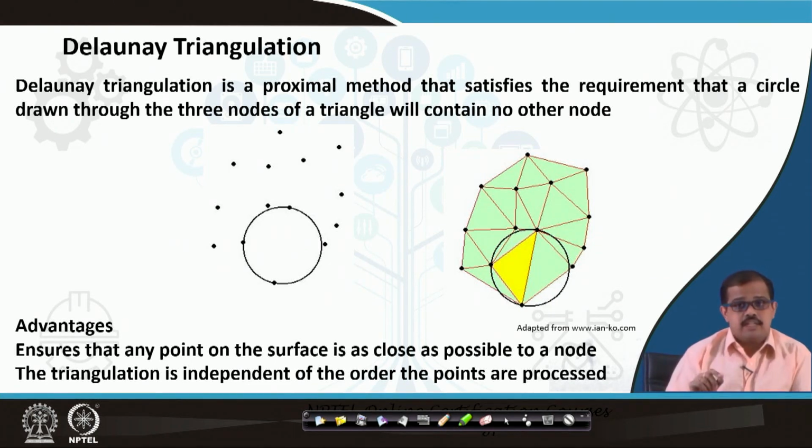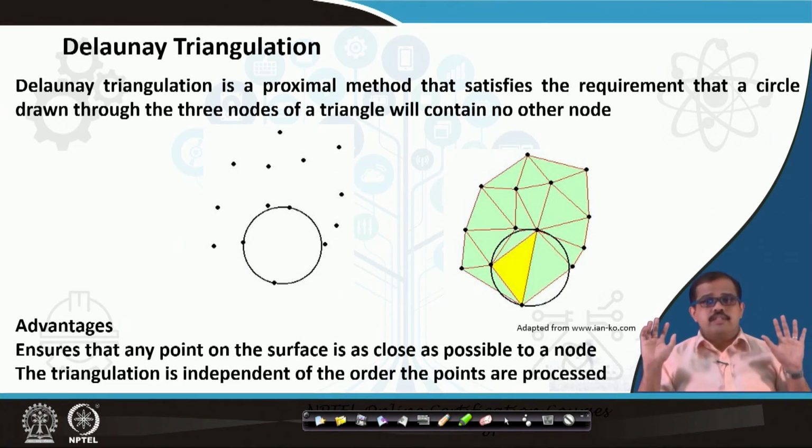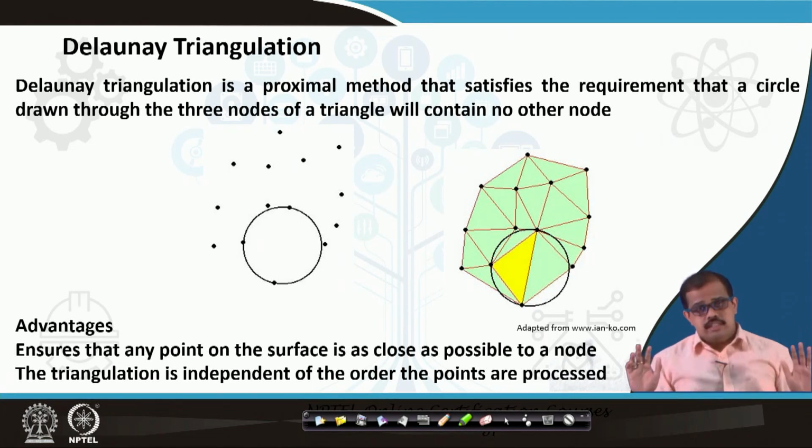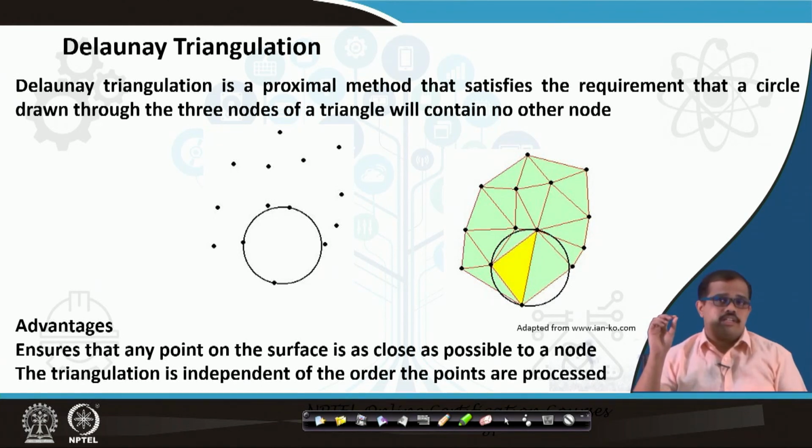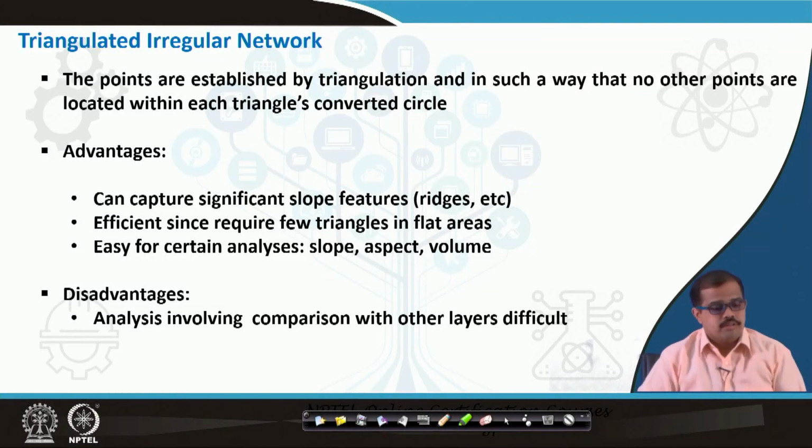Once we have connected a triangle, any 3 nodes forming a triangle, draw a circle and check that no node falls into the circle. Once this criterion is satisfied, the triangular irregular network is built. If I have to define TIN in a simpler way, the points are established by triangulation in such a way that no other points are located within the circle of each triangle. That is what I meant by the previous one.